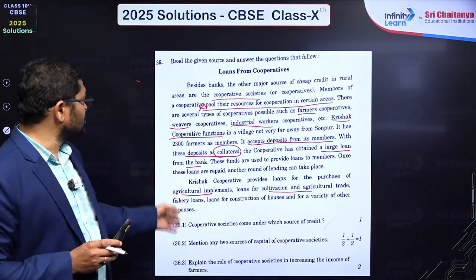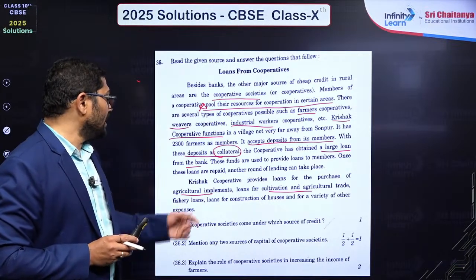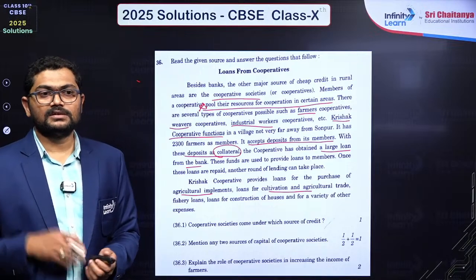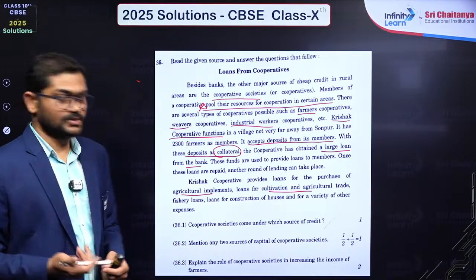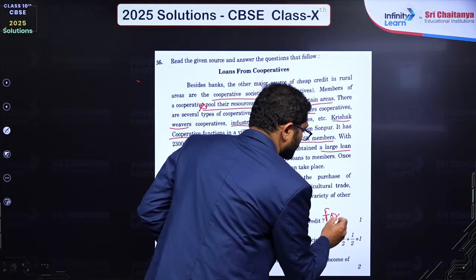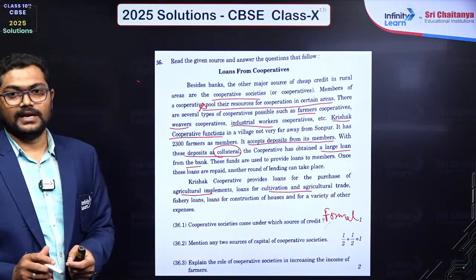Next, the first question, 36.1: cooperative societies come under which source of credit? So the question is whether it is formal or informal. So cooperatives normally come under the formal source of credit.